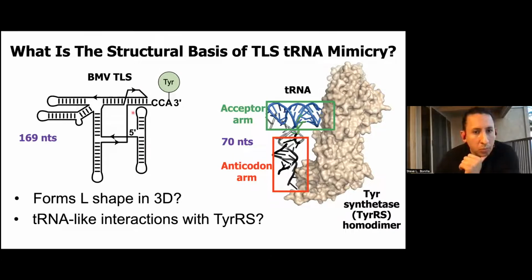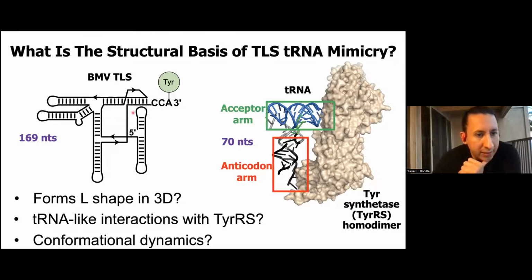In addition, we had very compelling evidence that this TLS is conformationally dynamic, such that it evaded crystallization for many years. But we didn't know whether those dynamics were related to its function or its ability to mimic tRNA. So we decided to pursue these questions by Cryo-EM, even though the RNA is only 55 kilodaltons, so it's a very small molecule relative to the conventional targets of Cryo-EM. And it's also dynamic, so that also presented a challenge.